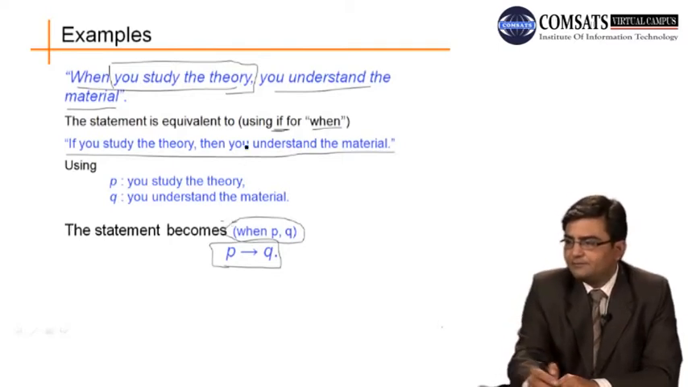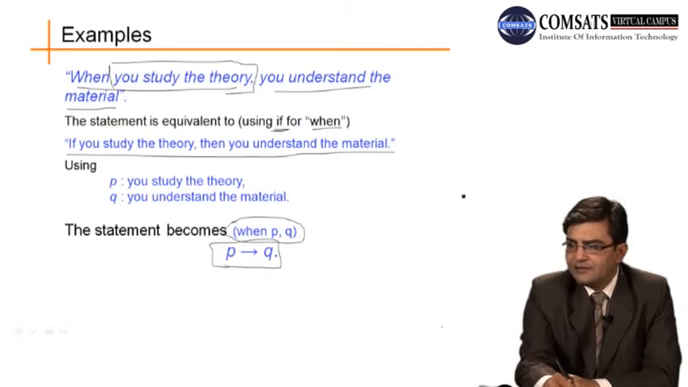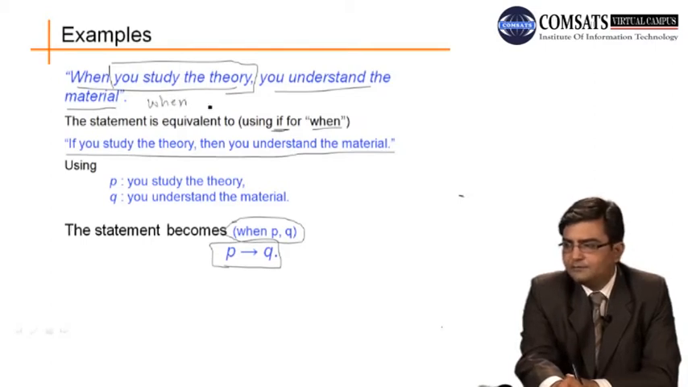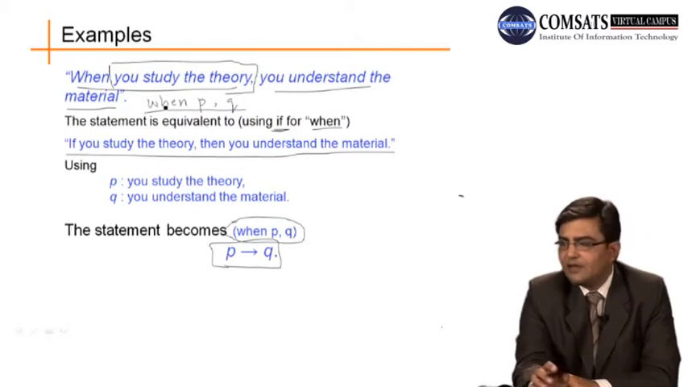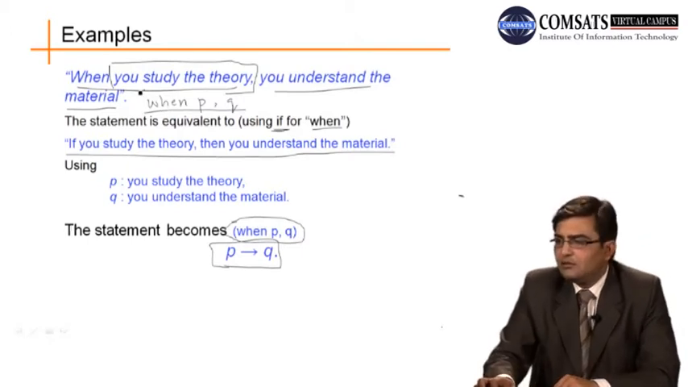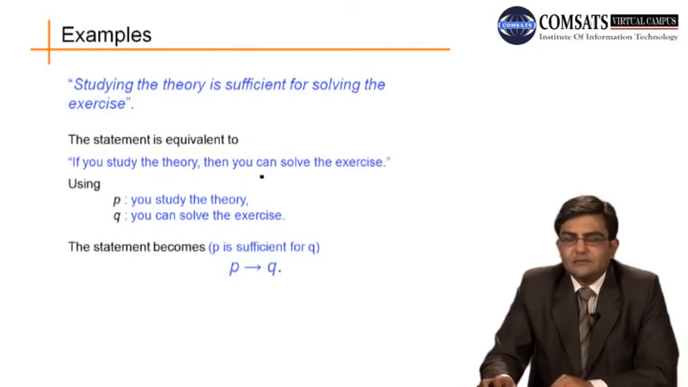So if we have a statement like this, when P, comma Q, this statement or a statement like this is also a conditional statement where when is used in place of if, and comma Q means then Q. So we have conditional statements of this form also, which can be rewritten in the form if P then Q, or P implies Q. Another example: studying the theory is sufficient for solving the exercise.